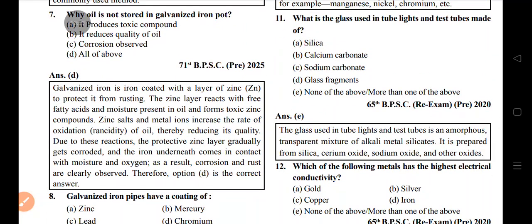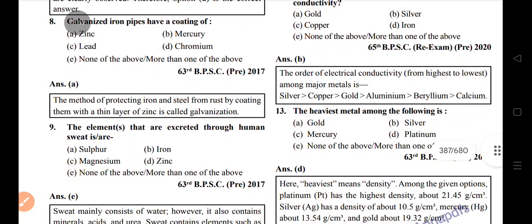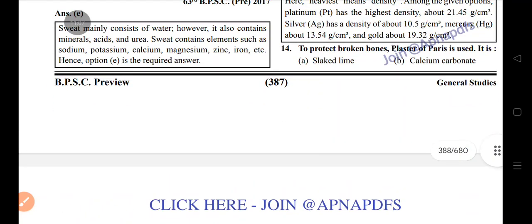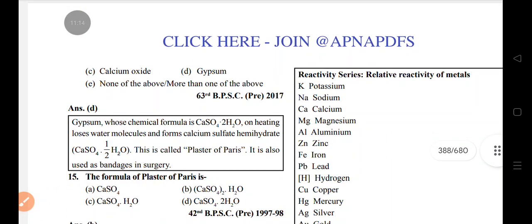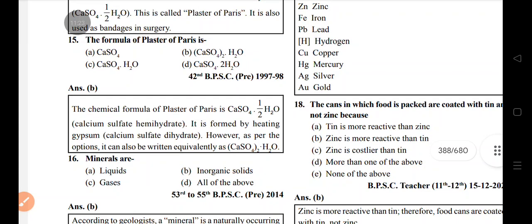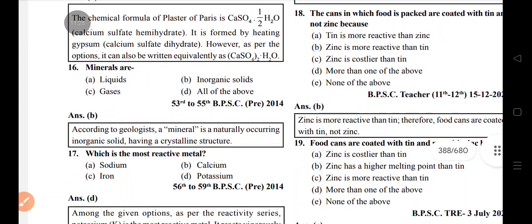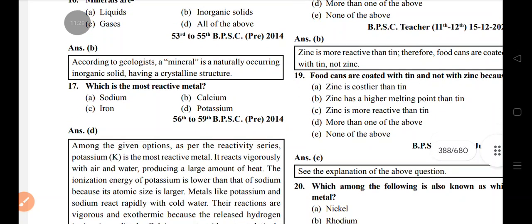Highest electrical conductivity: silver. Heaviest metal: platinum. To protect a broken bone, plaster of Paris is used, which is gypsum, CaSO4 half H2O. Plaster of Paris: CaSO4 half H2O. Minerals are inorganic solids. Most reactive metal: potassium.